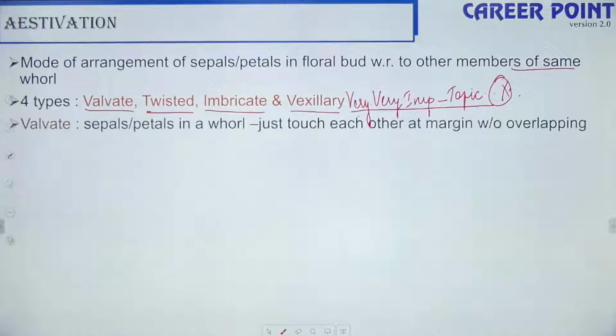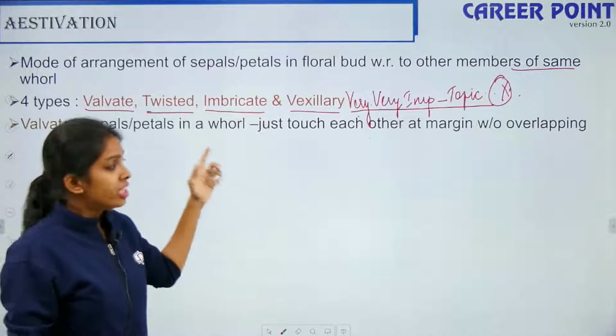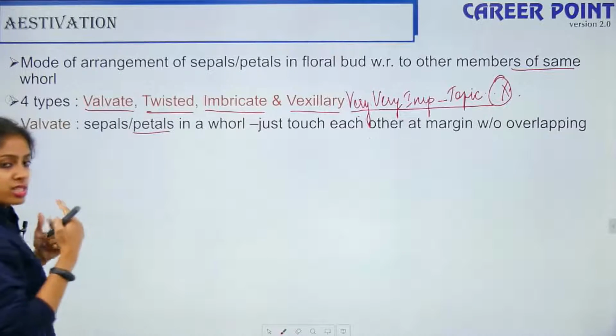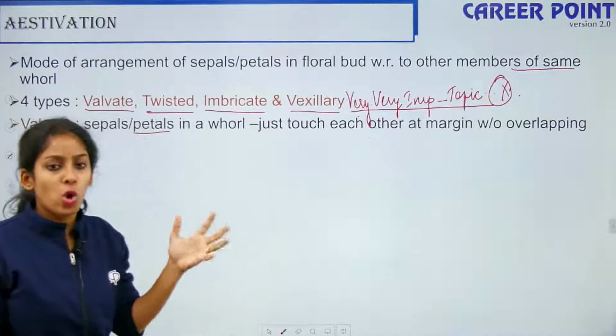So first let's talk about valvate. The sepals and petals in a whorl just touch, so we will consider the petals because it is easier to understand. They just touch each other at the margin without overlapping.